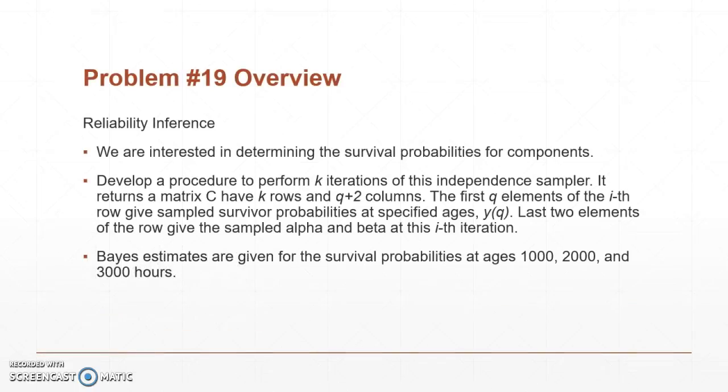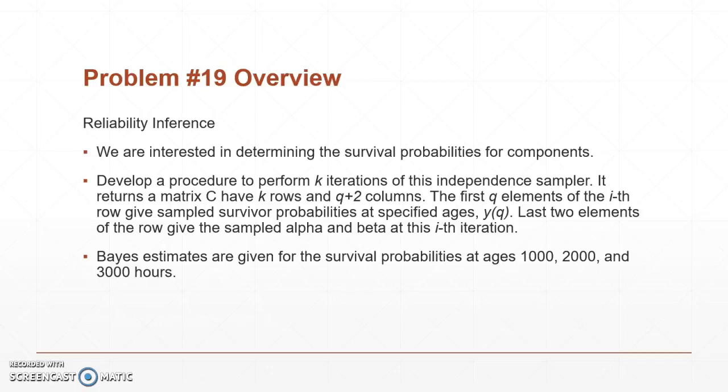So problem number 19, basically we look at something called reliability inference. What we're interested in is determining the survival probabilities for components, and what we're going to do is develop a procedure to perform k iterations for an independent sampler. It returns a matrix C, which has k rows and q plus 2 columns.